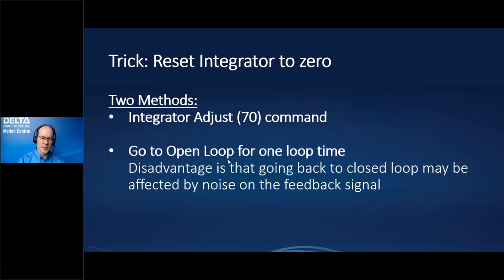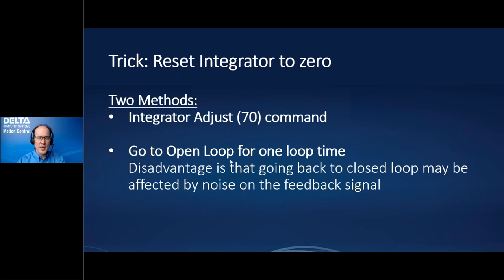Next topic, there is a trick you can use: occasionally you can reset the integrator to 0. So remember when we talked about the hold current position command, you could choose to reset. This is kind of similar. There's two methods you can do it. One is you can use the integrator adjust command, which sets the integrator to a certain value like 0. And then of course, the integrator, if it's active, will adjust to do whatever it needs to do. But for that loop time, you set it to 0 and then it restarts from there. A similar thing is that you can go to open loop for one loop time.